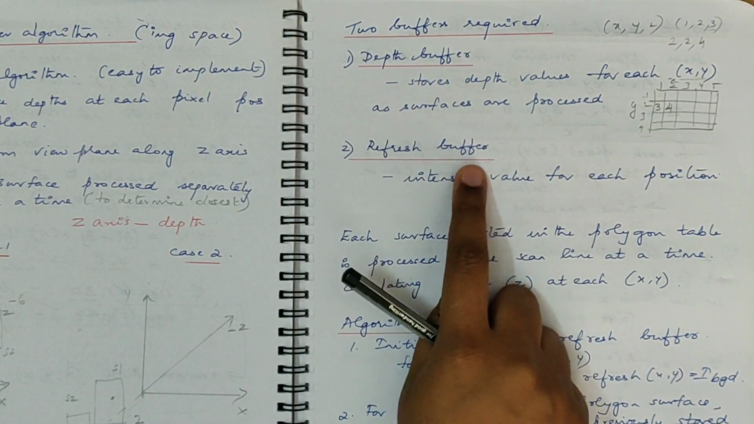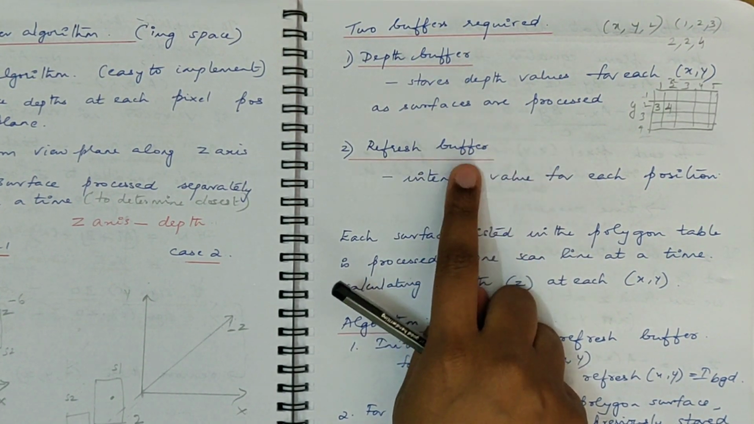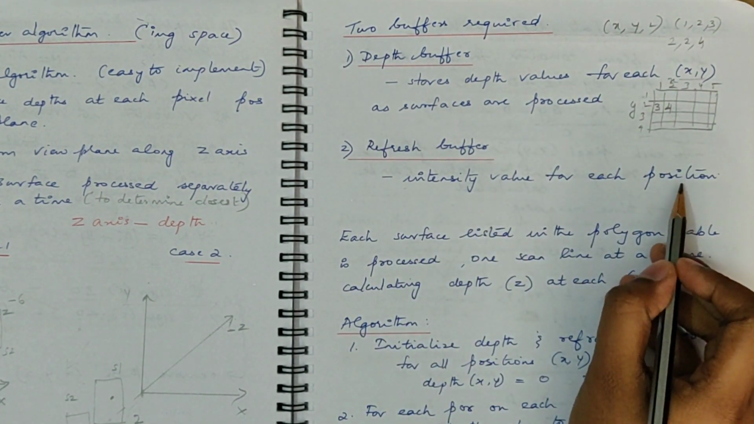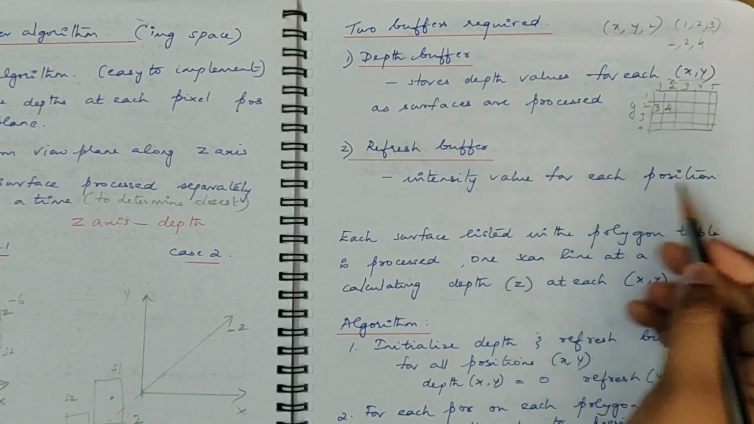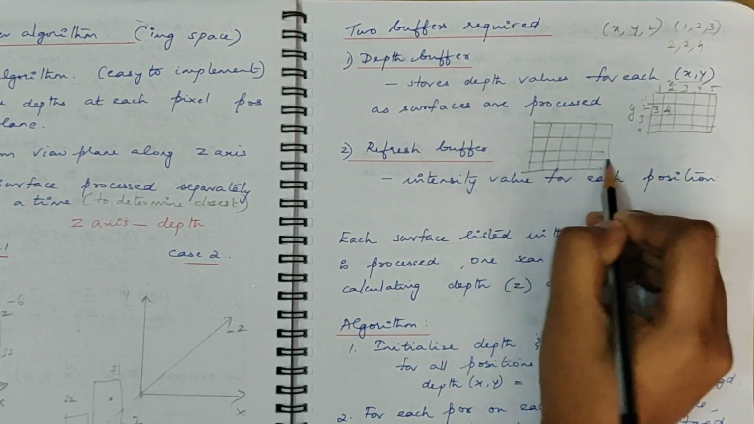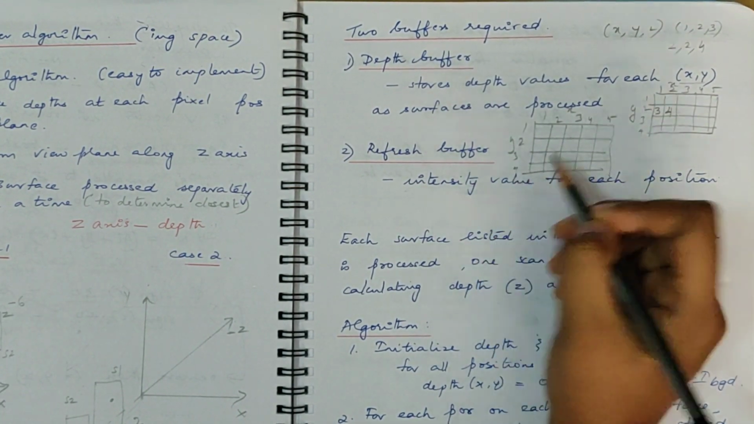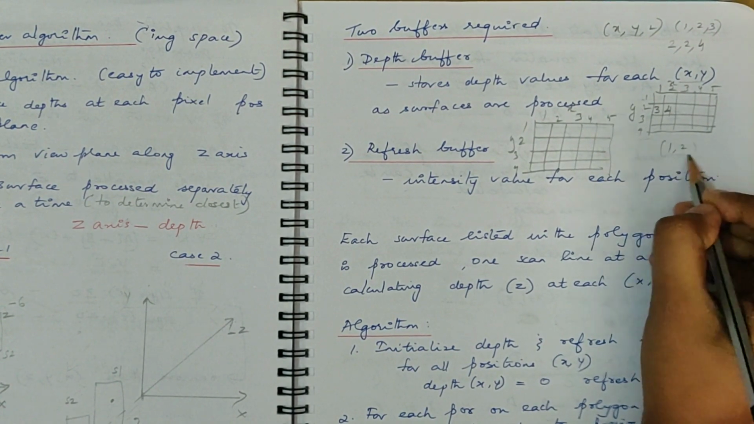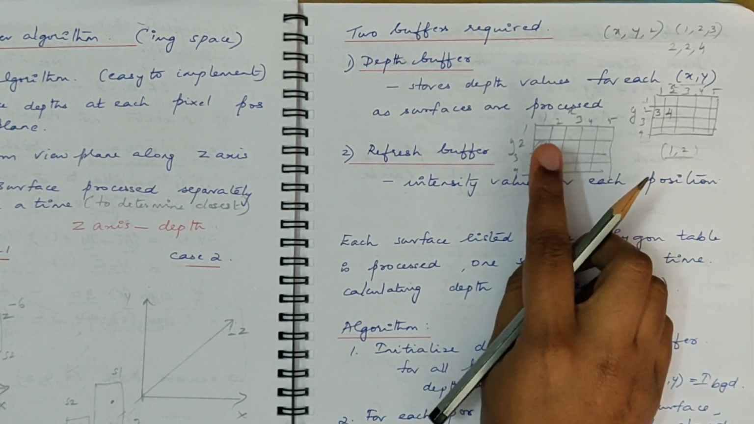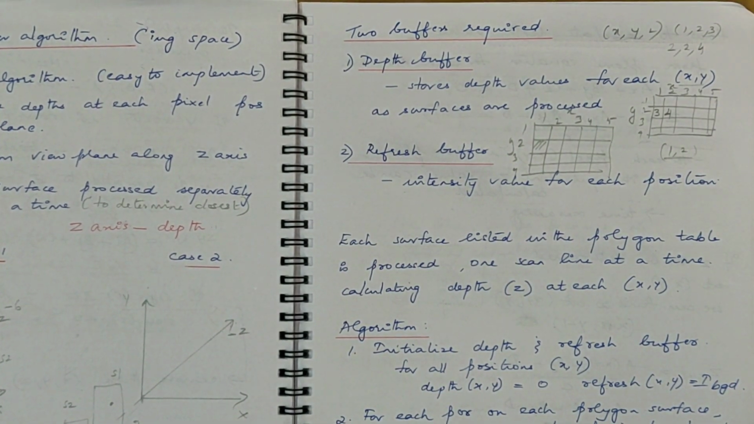And the second buffer that you have, you call it a refresh buffer. In the refresh buffer, it will also be similar to this buffer. You store the intensity value for each position. What is the intensity? The RGB component value for each position. So it will also be a buffer of this form with the x and y coordinates: 1, 2, 3, 4 and 1, 2, 3, 4. So at pixel position 1, 2, what is the intensity value? That will be stored in this cell. So that is a refresh buffer, just for storing the intensity value for each position.